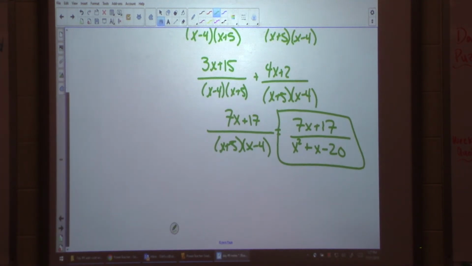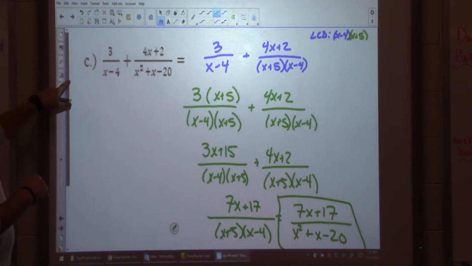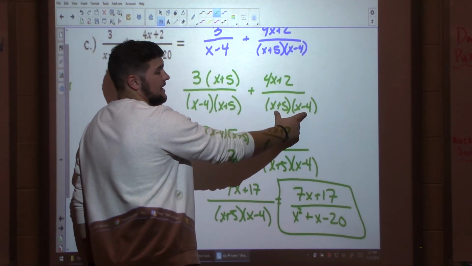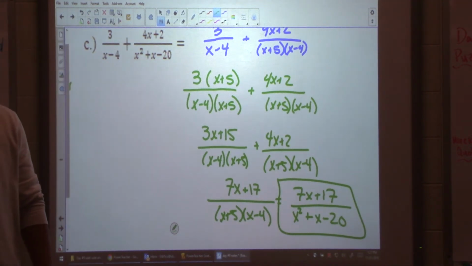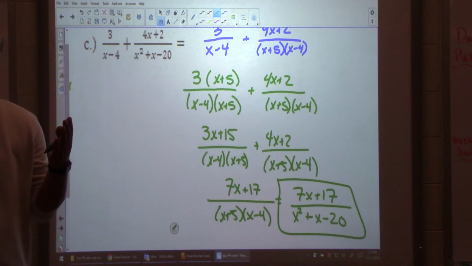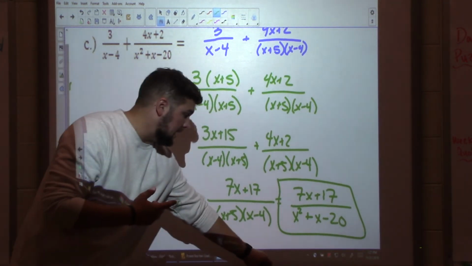Are we okay? Question? So if one of the numerators has an x in it, you don't need to multiply by the denominator? So for 4x plus 2, we didn't do anything to that because our denominator for that fraction was already the least common denominator we were looking for. Oh. Okay, so we don't have to change anything in it to get that least common denominator. Okay? Alright, we're going to do one more problem.